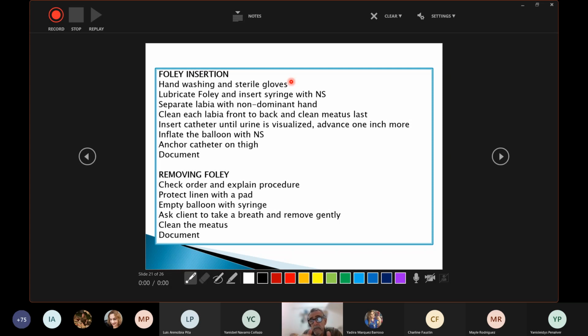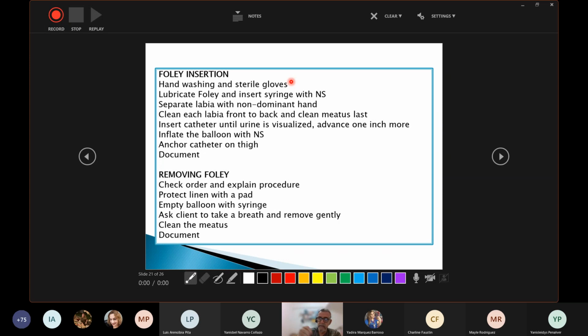Removing the Foley, remember that the most important is to empty the balloon. So again, you are going to check the order, do all the stuff. The only thing that you're going to use is a pad to protect the client and a pair of clean gloves, no sterile gloves, because you are going to be holding the Foley outside the urethra, and you are going to pull the Foley from outside the urethra. So you are going to be wearing clean gloves. You don't need to use sterile gloves.